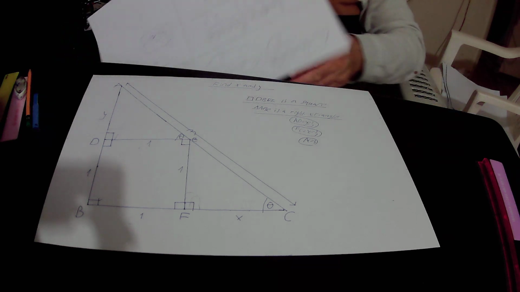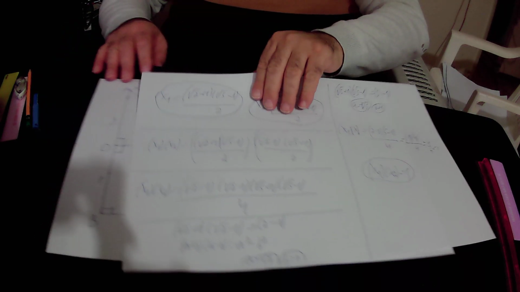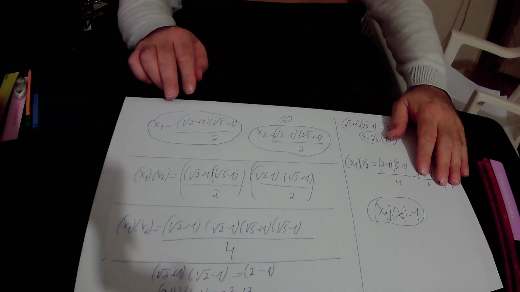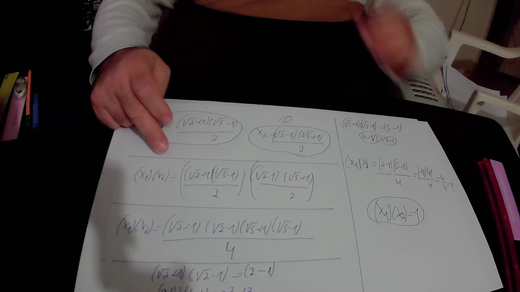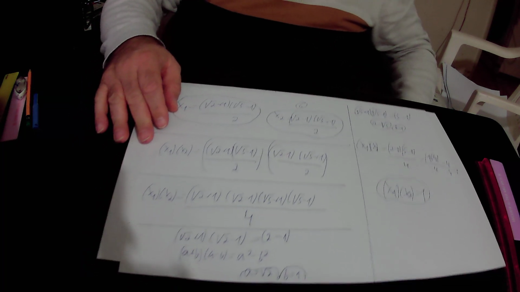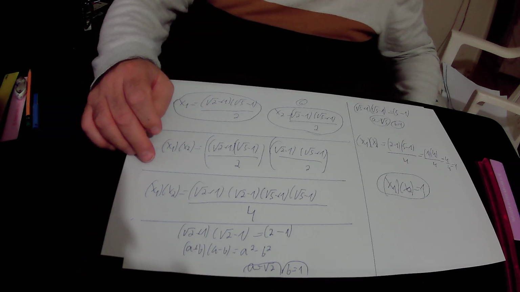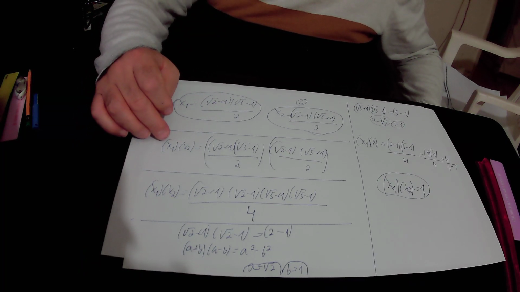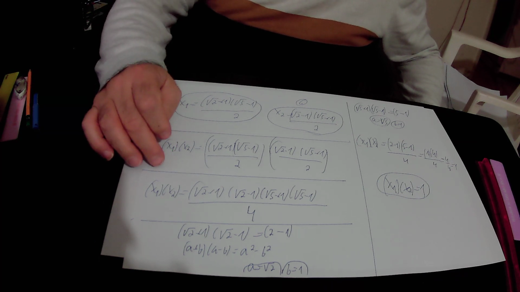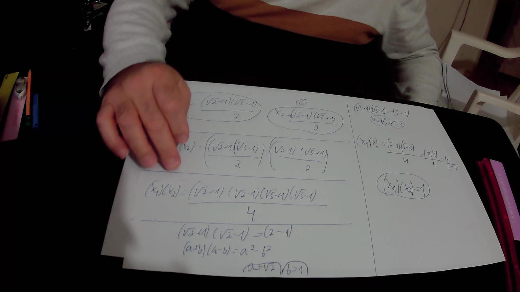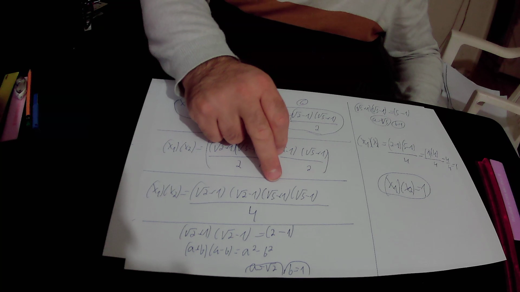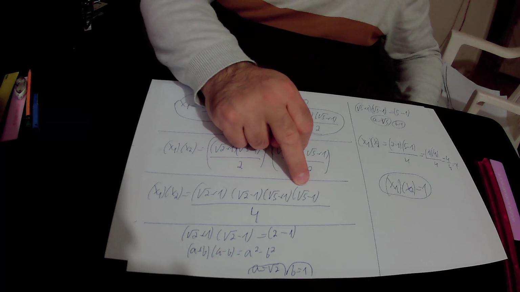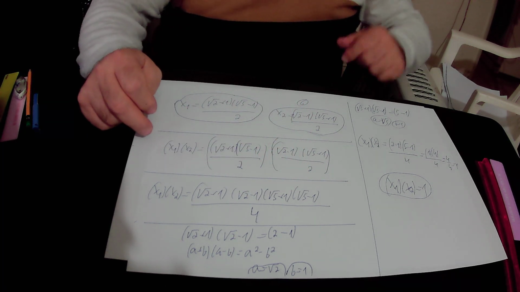Okay, then we multiplied x1 by x2. First of all, I copied the expressions for x1 and x2, and we multiplied x1 by x2. Then I organized the expressions inside the x1 times x2 in a different order, and we got that x1 times x2 equals square root of 2 plus 1 times square root of 2 minus 1 times square root of 5 plus 1 times square root of 5 minus 1 over 4.